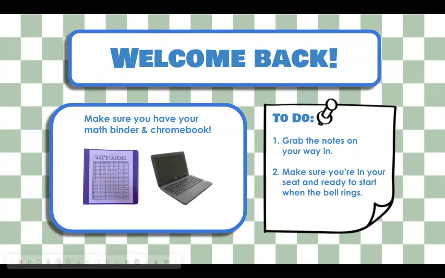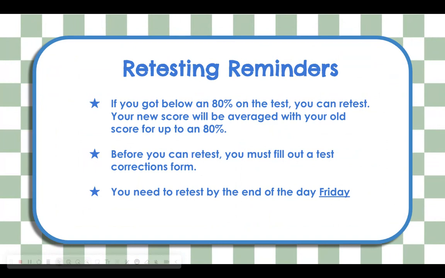But before we do that, Mr. Carter is going to pass back your geometry tests from before break. So let me just remind you that if you got below an 80, you are allowed to retest. Your new score on the retest will be averaged with your old score for up to an 80. And before you can retest, you have to fill out one of those yellow test corrections forms.